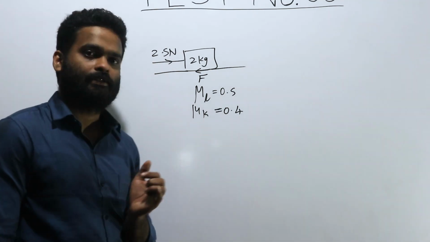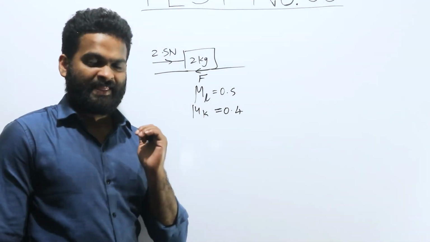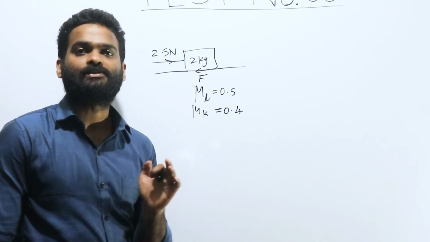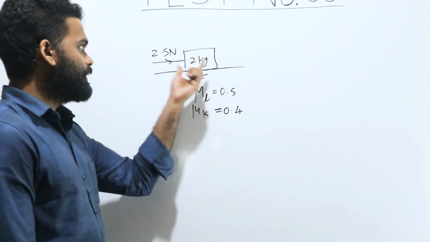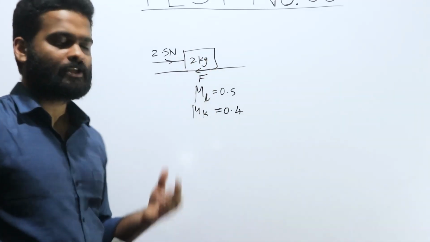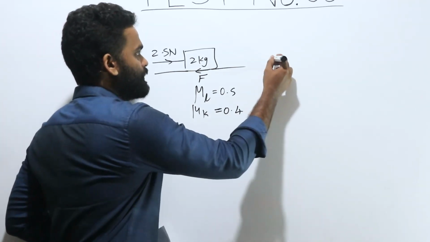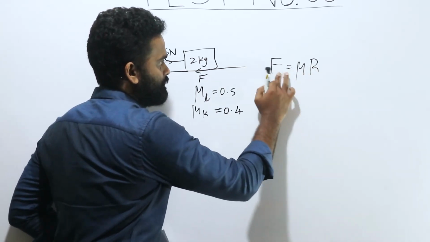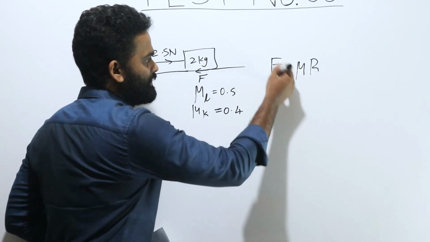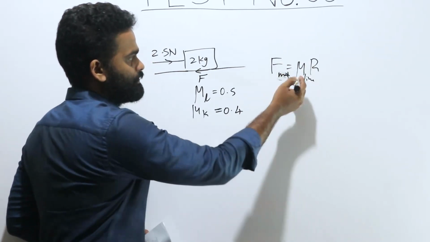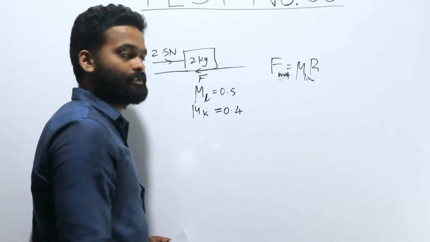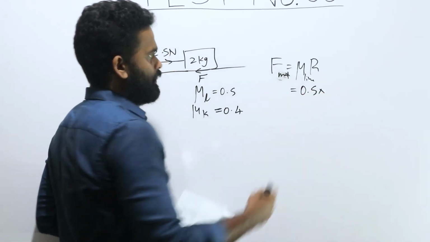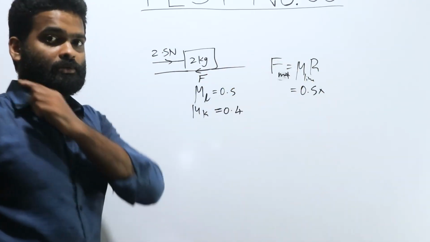When you get a question like this, the first thing is you need to find the maximum possible friction that can be applied by the ground on the object. For that, we need to apply this equation. This is F max, also called the limiting friction. For that, you have to substitute the limiting friction coefficient, which is 0.5. Then R is the normal reaction force.